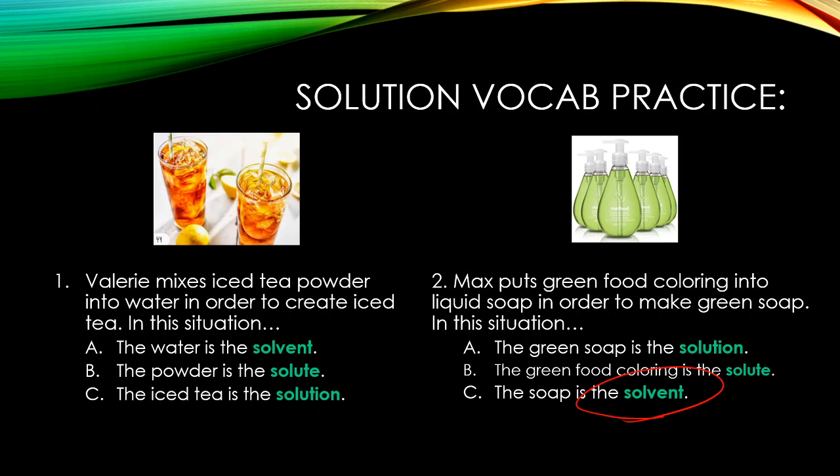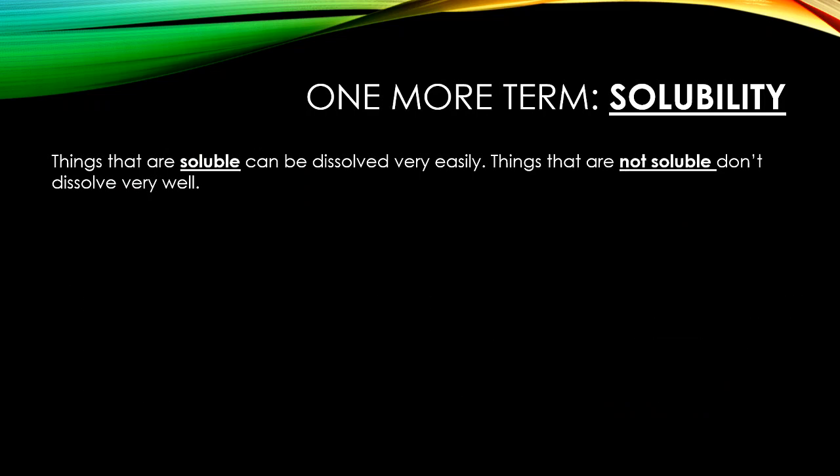Alright, hopefully you got all those correct. If not, maybe rewind and practice this one more time and try to get down in your head the right way which is the solute, the solvent, and the solution. There's one more term I also want to point out here, and that's this other word, solubility, that we heard a few times. Solubility is a property, and you should know what that means because we've talked about a lot of properties these past few days. Things that are soluble can be dissolved easily. Things that are not soluble don't dissolve very well. So it's a way of describing whether something can or can't dissolve. Is it soluble or is it not soluble?